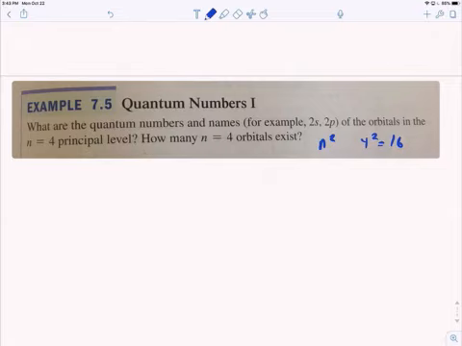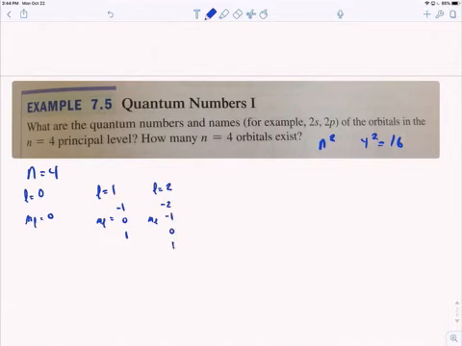But I'll show you. Okay, n equals 4. L can be 0, and if L is 0, m sub L equals 0. L can be 1. If that happens, m sub L could be -1, 0, or 1. L can be 2, and m sub L can be -2, -1, 0, 1, and 2. And L can be 3. In this case, m sub L could be -3, -2, -1, 0, 1, 2, or 3.